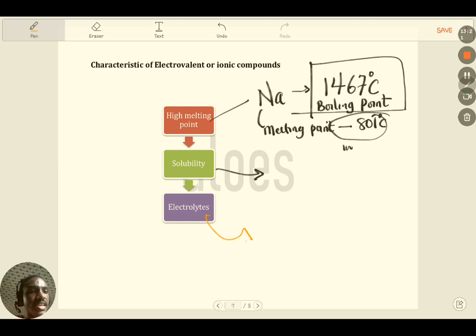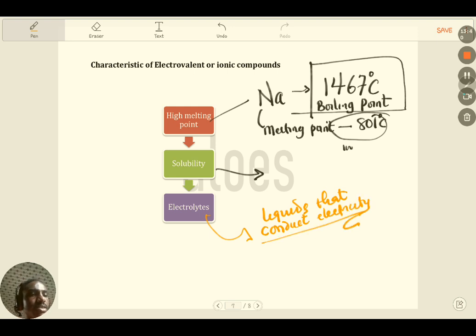And also electrolytes. What does it mean when I say electrolytes? Electrolytes are liquids that conduct electricity. Why is this so? Because they are able to break down into what? Ions. For example, the sodium chloride we mentioned can break down into sodium ions and chloride ions all together. So that is the characteristic.